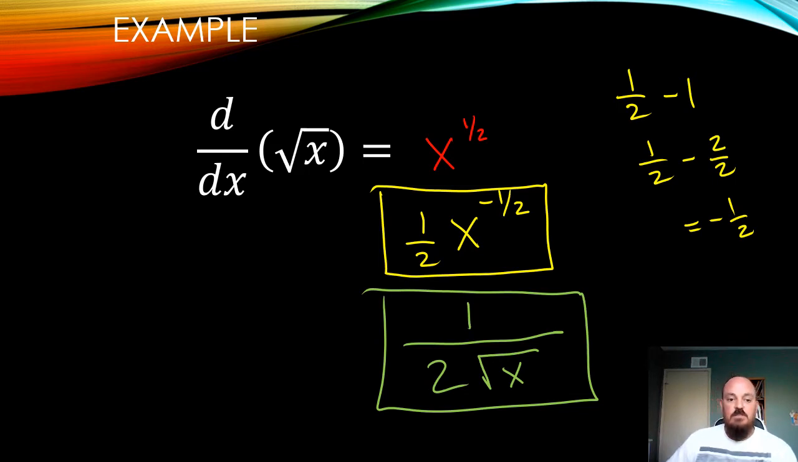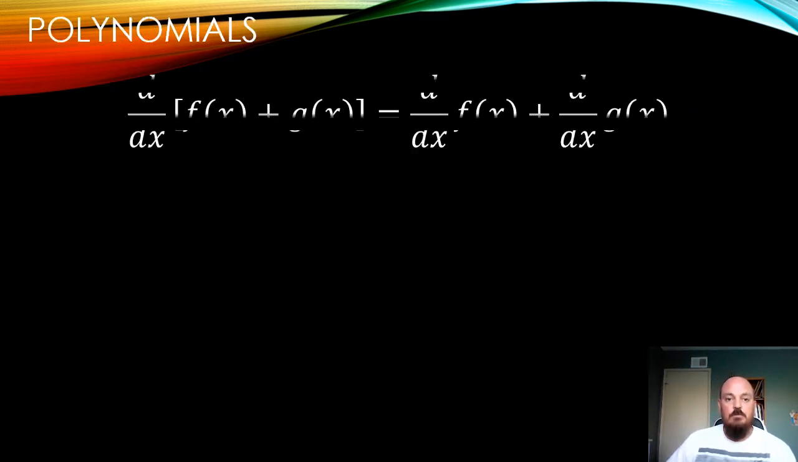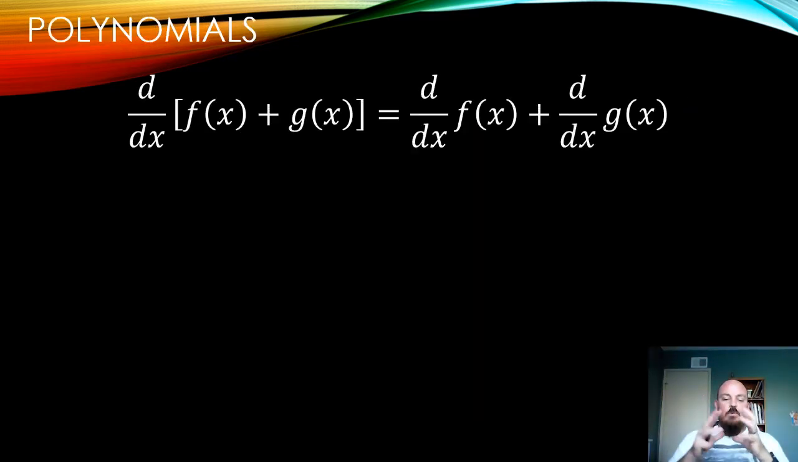Now the next piece of the notes is, what if we have more than one term? What if we have a polynomial? And what I've done is I basically copied this straight out of a textbook. This is a confusing looking notation.